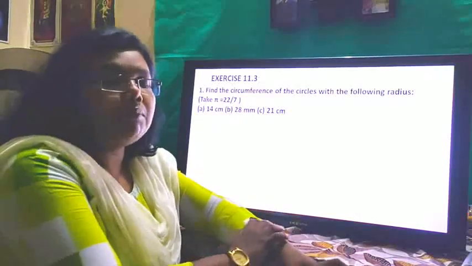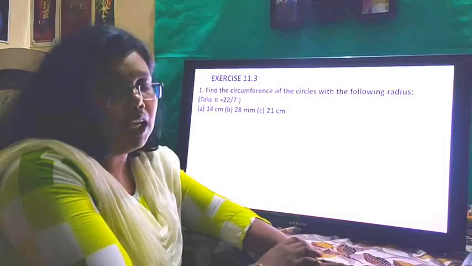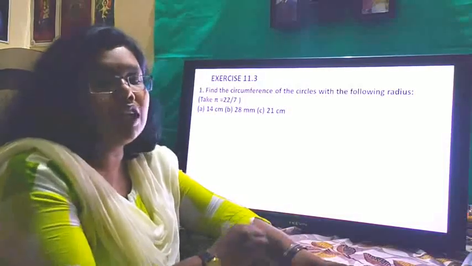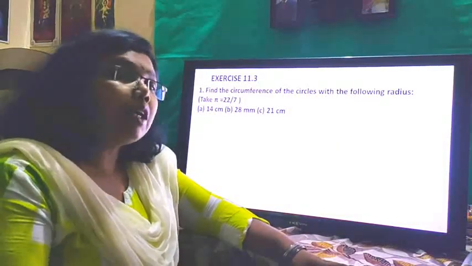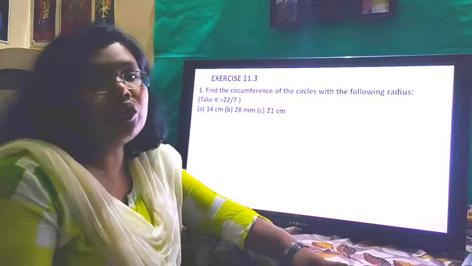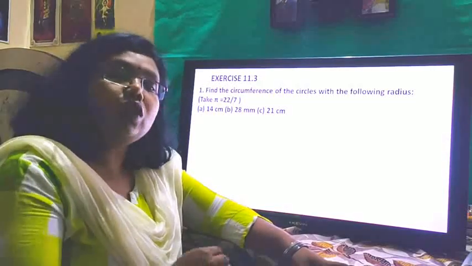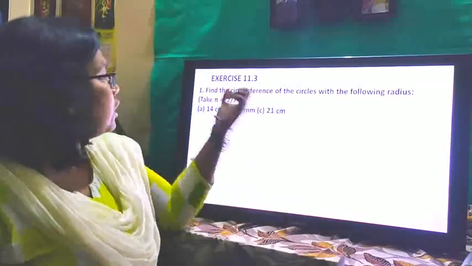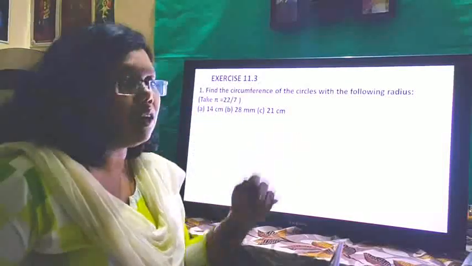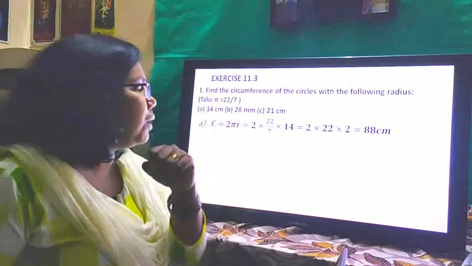Pi is a Greek alphabet and it's a constant number, therefore the value for pi is most often given as 22/7. In some cases it is given as 3.14. When it is given as 3.14, we will use that 3.14. If not, then we will use 22/7. So here the first one is 14 centimeter. This is our radius. So we need to find the circumference. The formula for circumference is 2 pi r.